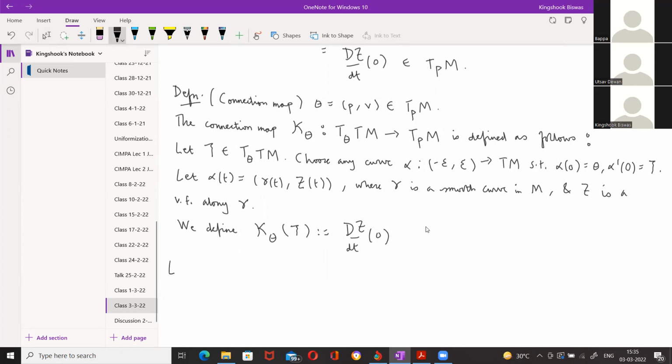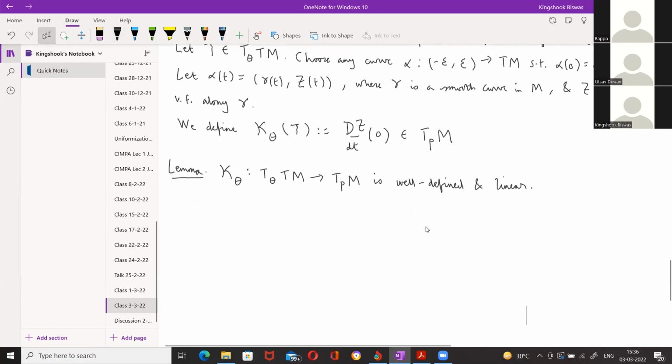Okay, so lemma: k theta from T_theta Tm, so note this is an element of TPM, so from T_theta Tm to TPM is well defined and linear. Okay. So proof.